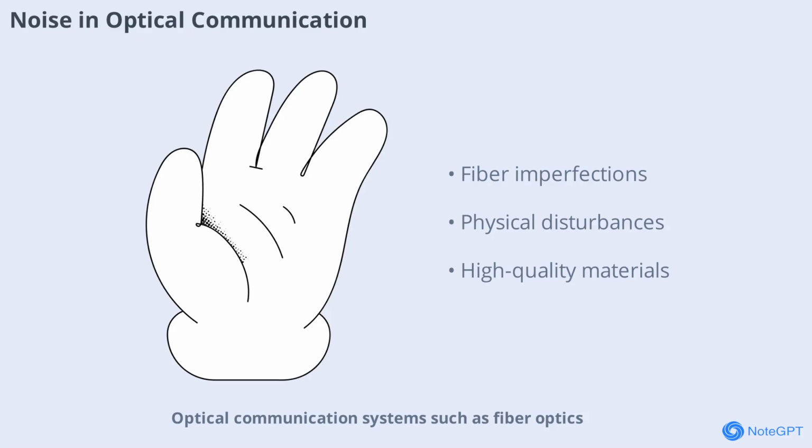Optical communication systems, such as fiber optics, are generally immune to electromagnetic noise but can still be affected by physical disturbances and imperfections in the fiber. Engineers use high-quality materials and precise installation techniques to minimize noise in optical systems.